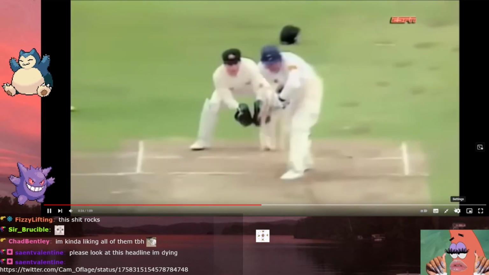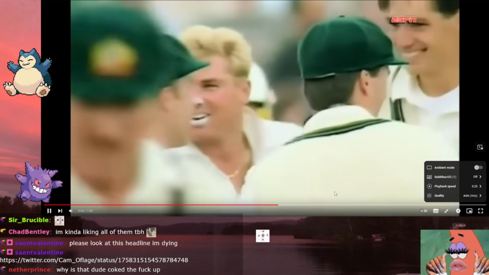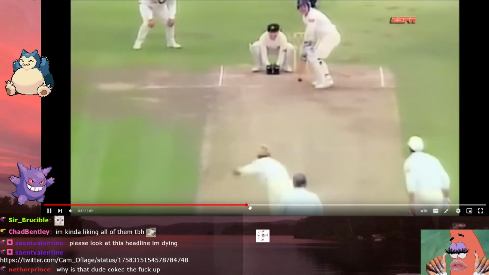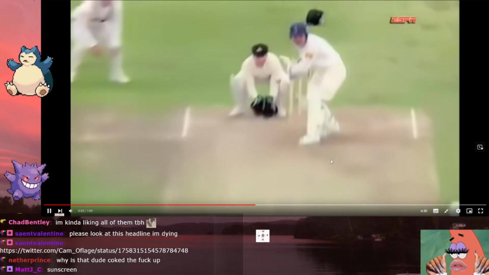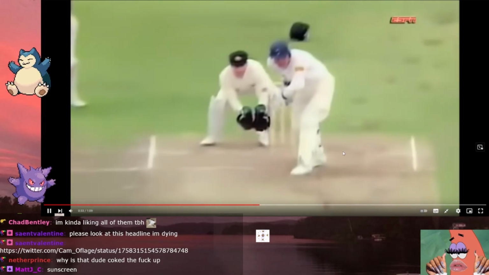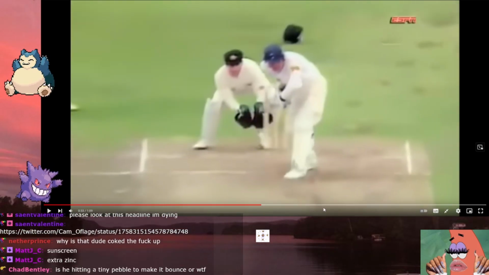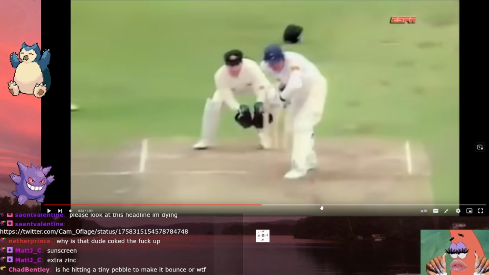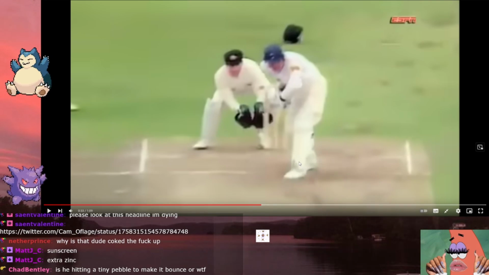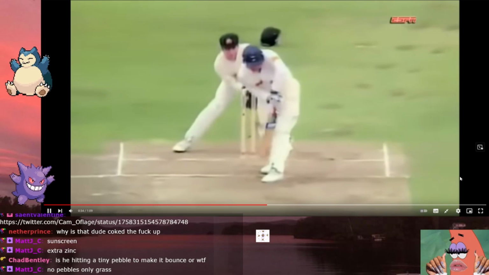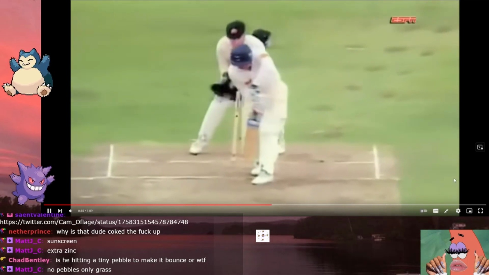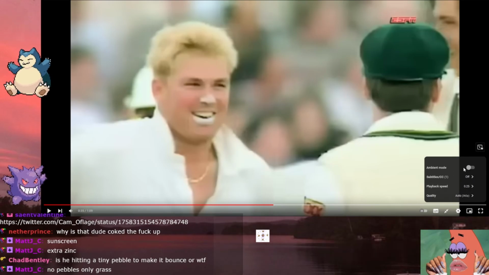Playback speed. Oh, that's subtitles. Playback speed. Go to 0.25. So, ignore the sound. He throws the ball and it bounces there. So it has bounced about here on the pitch, down here. It is going to turn and go all the way that way and hit the top of this stump, which is crazy. Hence why it's called the ball of the century.